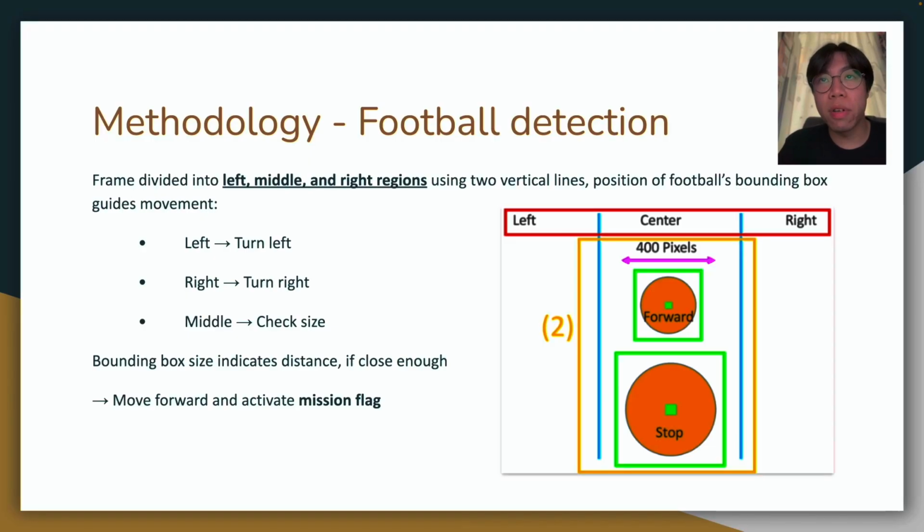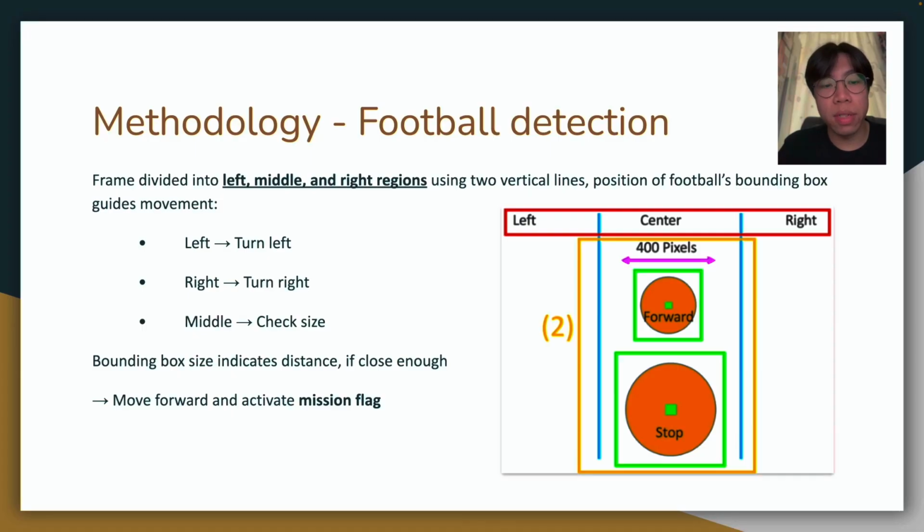When the bounding box of the detected football is on the left, the robot turns left. If the bounding box of the football is in the right region, the robot turns right. Until the bounding box of the football lies in the middle center region of the camera frame, the robot starts moving towards the football.